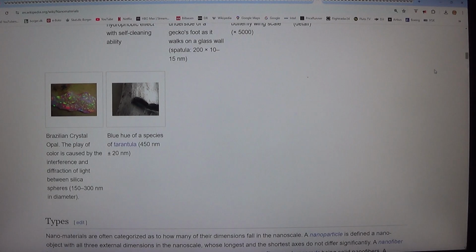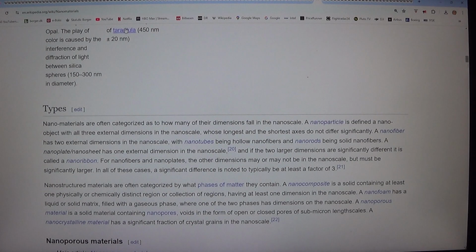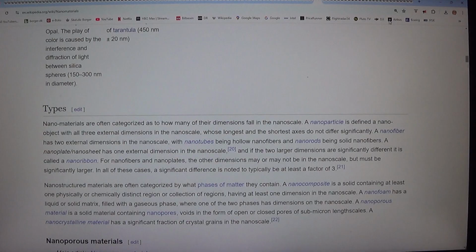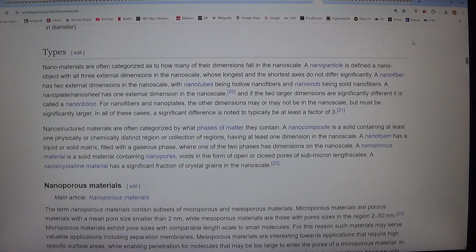Nanomaterials are often categorized as to how many of their dimensions fall in the nanoscale. A nanoparticle is defined as a nano-object with all three external dimensions in the nanoscale, whose longest and shortest axes do not differ significantly. A nanofiber has two external dimensions in the nanoscale, with nanotubes being hollow nanofibers and nanorods being solid nanofibers. A nanoplate/nanosheet has one external dimension in the nanoscale, and if the two larger dimensions are significantly different it is called a nanoribbon.